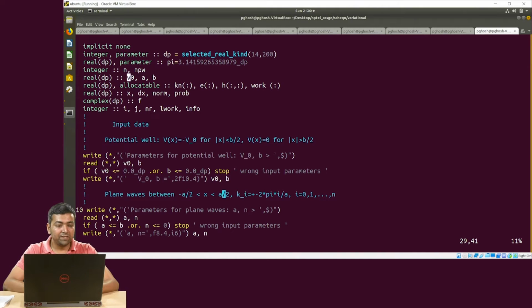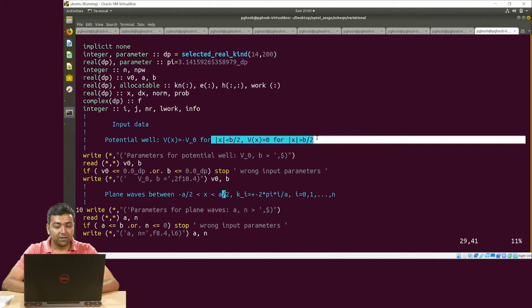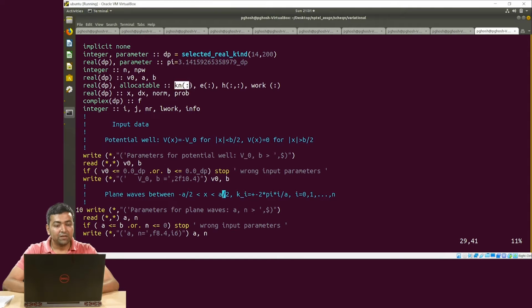Then V 0 is the constant, the depth of my potential well. A is the periodicity of the plane waves which I am using, and B is the width of the potential, the same B which is here. Then I have some allocatable arrays. The first array, k n, stores the k vector corresponding to each plane wave. E stores the eigenvalues, and H is my Hamiltonian matrix.